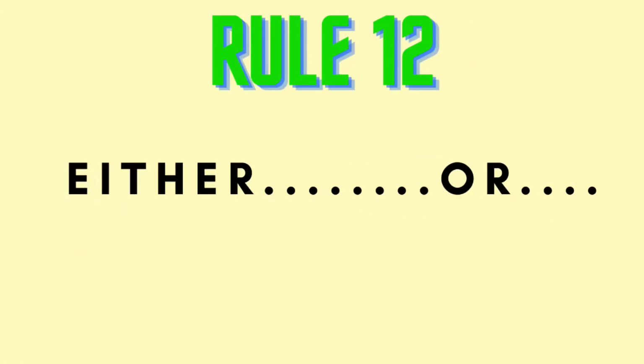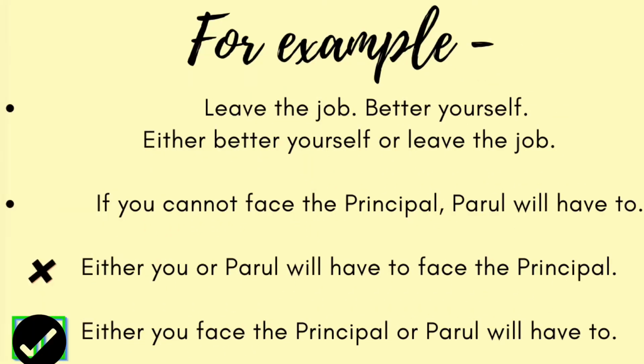Our rule 12 is either or. Either or is used in a sentence in the affirmative sense when referring to a choice between two possibilities. Let's see the example. Leave the job, better yourself. Either better yourself or leave the job.